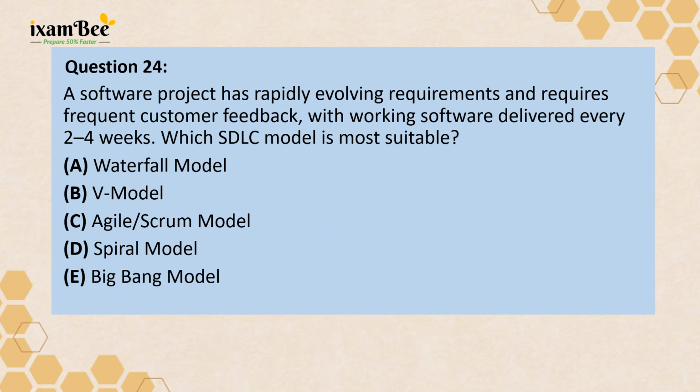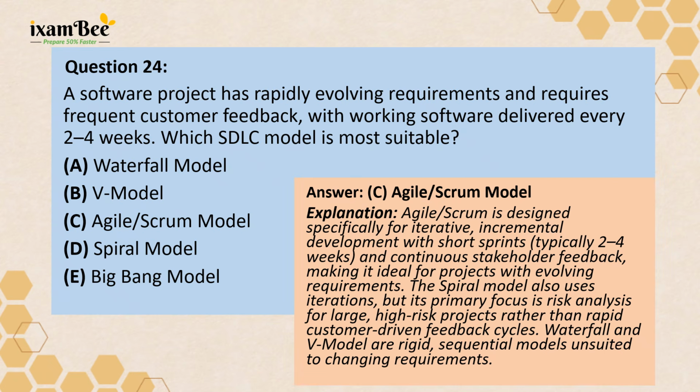A software project has rapidly evolving requirements and requires frequent customer feedback with working software delivered every 2 to 4 weeks. Which SDLC model is most suitable? Every detail in this question points towards Agile: rapidly evolving requirements, frequent customer feedback, and working software delivered every 2 to 4 weeks. That delivery cadence is literally describing a Scrum sprint.